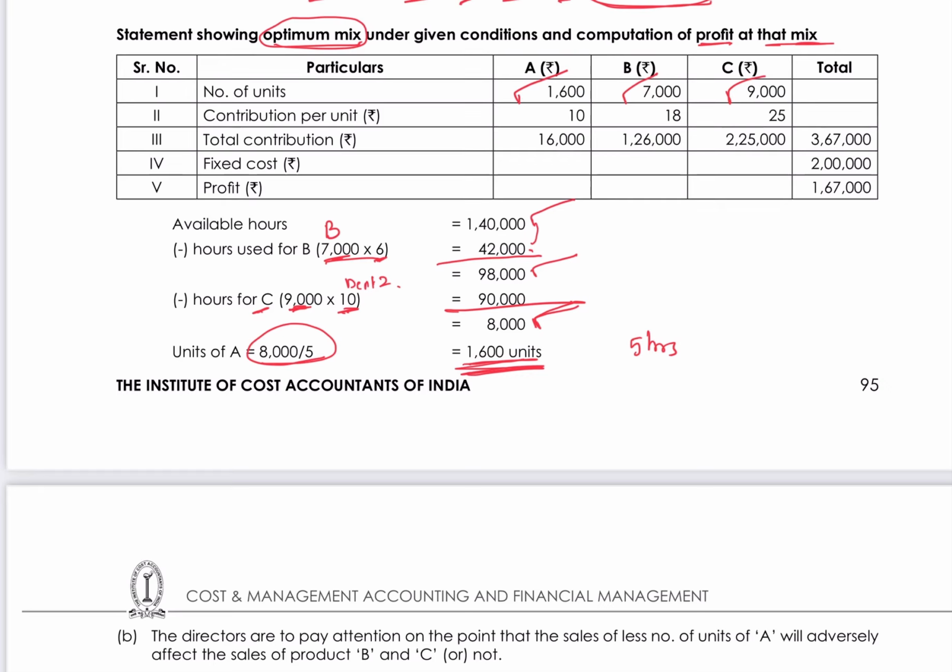Then the contribution, as usual, we will take from the upper calculation. We will again multiply units with the contribution per unit. We will total that and reduce the fixed cost, and finally we will get the profit from the profitable mix.